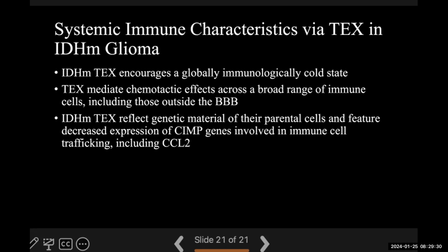And IDH mutant exosomes reflect the genetic material of the parent cells that they're derived from, and feature decreased genes involved in immune cell trafficking, including CCL2. Really goes to show that there's a way for the systemic immune environment to be influenced outside of the local tumor microenvironment when it comes to IDH mutant glioma.